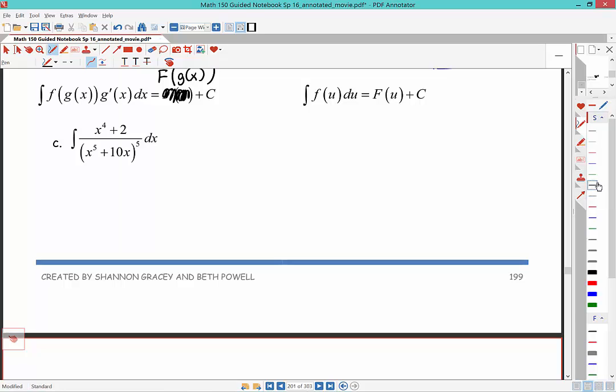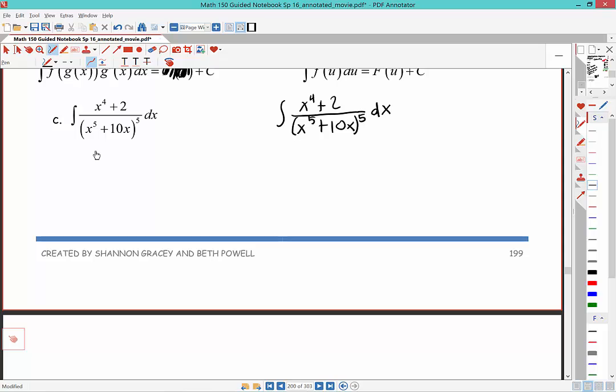All right, let's see how you did. So we've got this one here: the integral of (x to the 4th plus 2) over (x to the 5th plus 10x) raised to the 5th power, with respect to x. It's often good to rewrite this. If you have a fraction in there, rewrite it as a product, and sometimes it becomes more clear what your g of x or your u is. So here, do you see that this is equivalent to the quantity (x to the 4th plus 2) times (x to the 5th plus 10x) raised to the negative 5, with respect to x? So I'll write that over here as well.